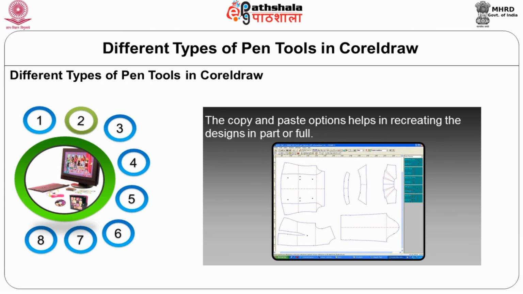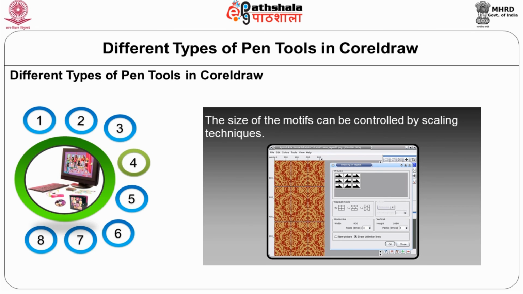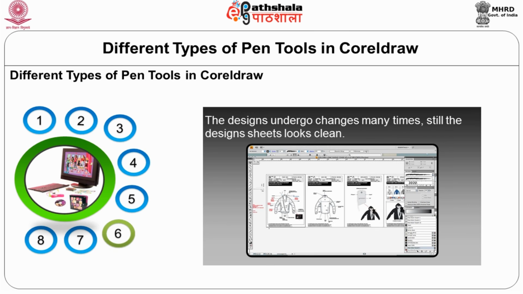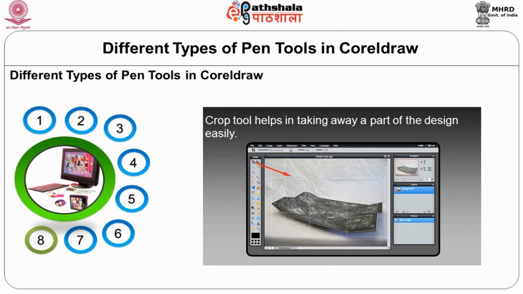The copy and paste objects helps in recreating the designs in part or full. Motifs can be repeated as many times as desired. Size of the motifs can also be controlled by scaling techniques. Mirroring the image, erasing or deleting part of the designs is also made easier. The designs undergo changes many times, but still the design sheets look very clean. The erasing tool and delete tool does the work without soiling the paper. The crop tool helps in taking away a part of the design very neatly and easily.